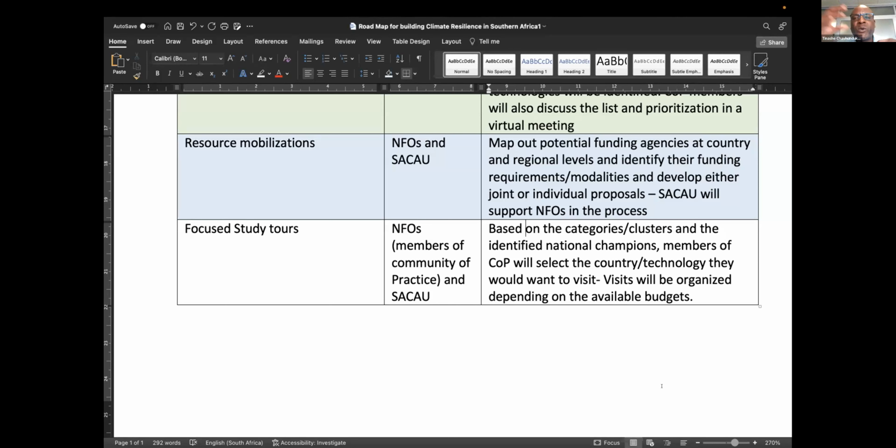So what we need to do, once we get information on what is happening where, we will now do what we call focused study tours. So, for example, a community of practice member coming from Namibia, Namibia is mainly, to a large extent, a livestock producing country. So there won't be any need to take a community of practice member to an innovation center that is focusing on crop production. They will gain more by going to an innovation center that is focusing on livestock production.